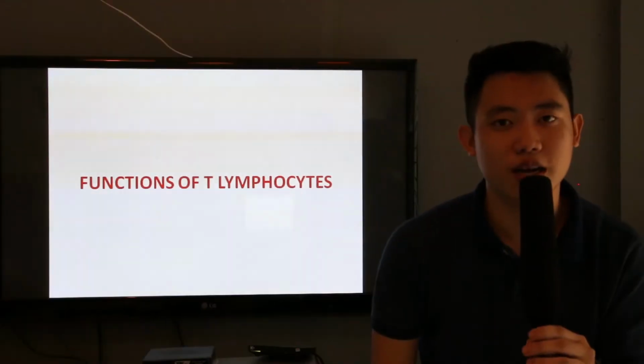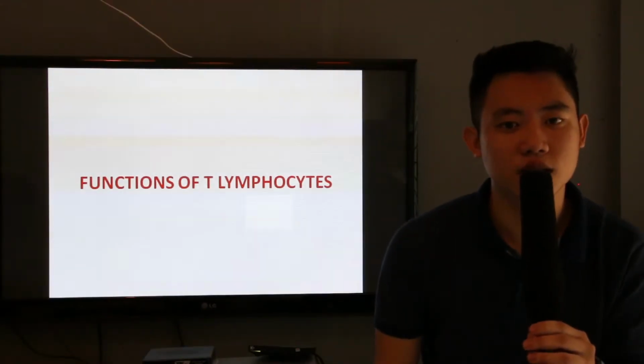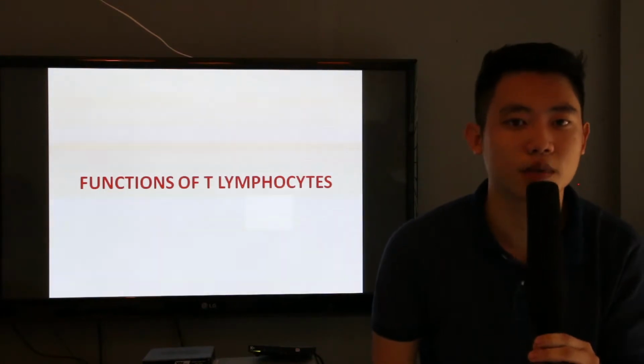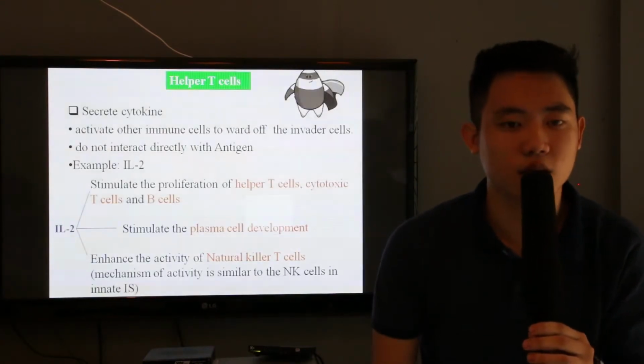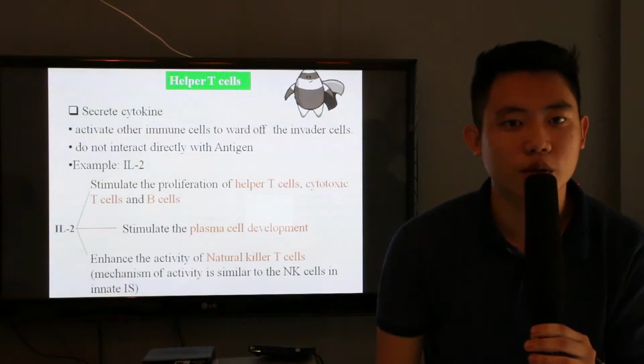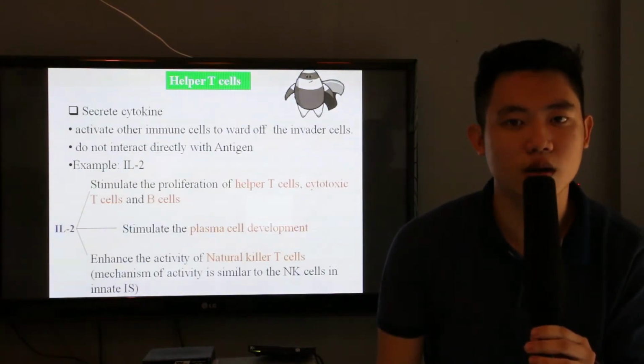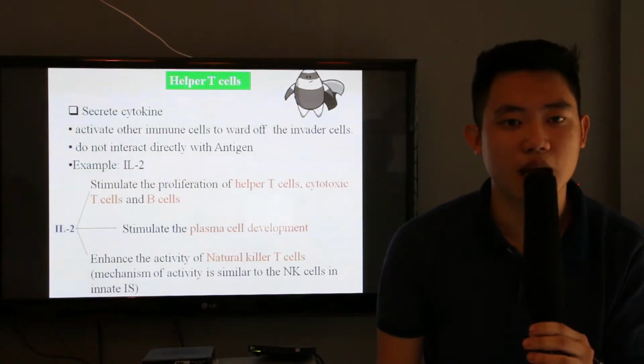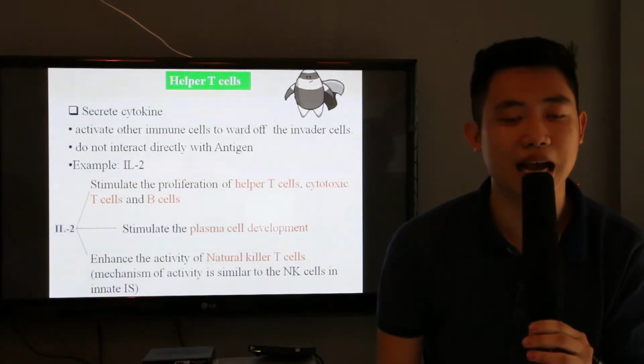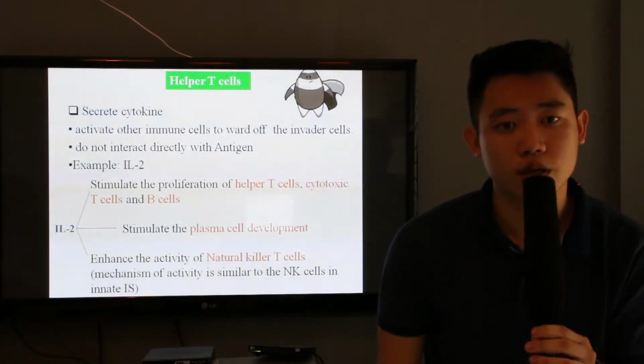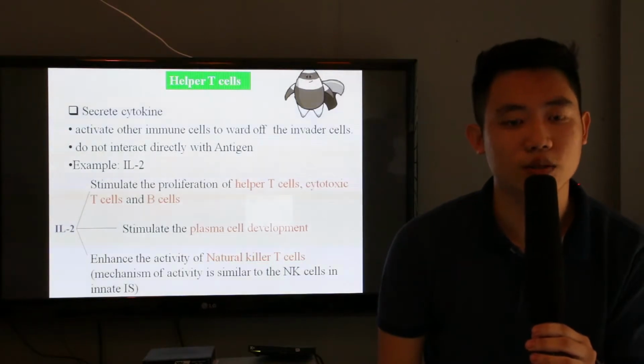My name is Chiêu, and now I will present the next part, functions of T lymphocytes. The first one is helper T cells. This kind of cell will secrete cytokines to activate other immune cells to go after the invader cells, and does not interact directly with the antigen. Interleukin-2 is one example of a cytokine.